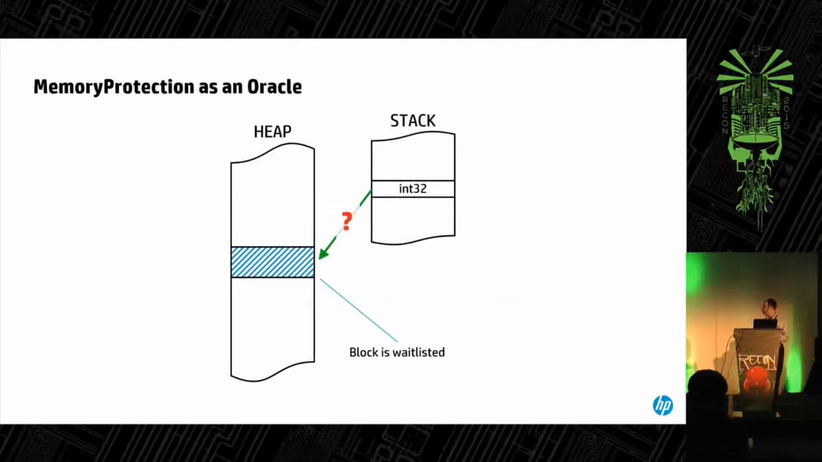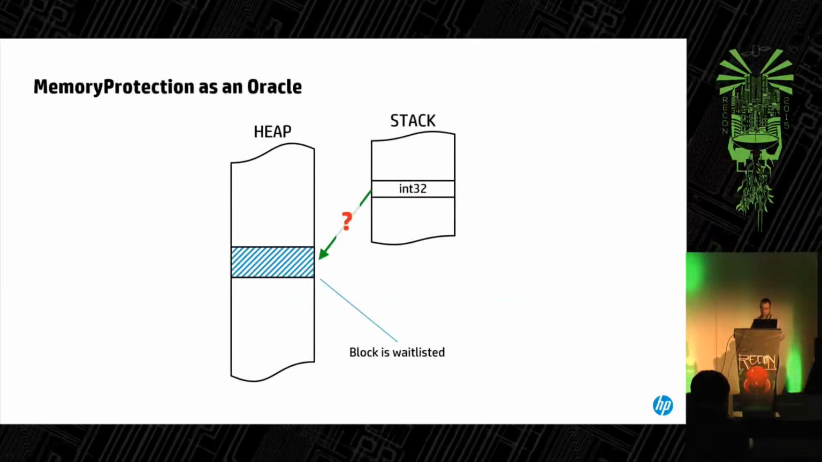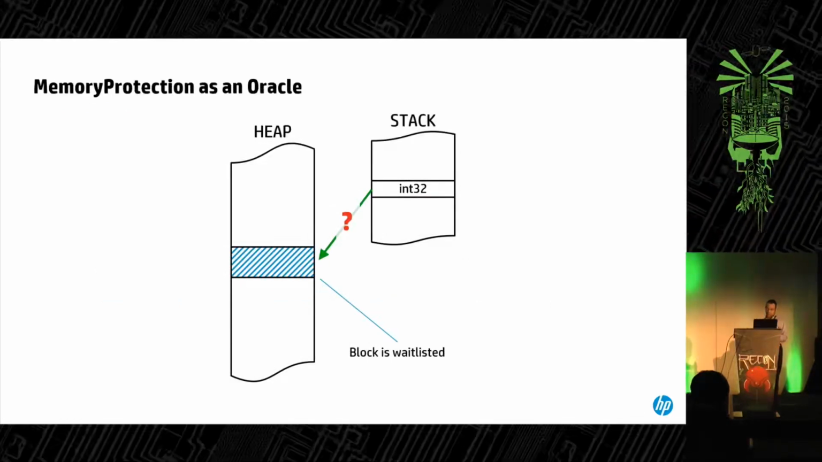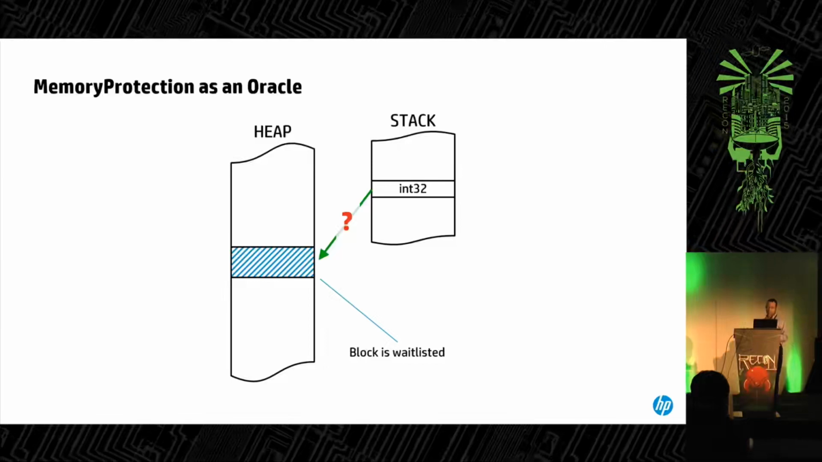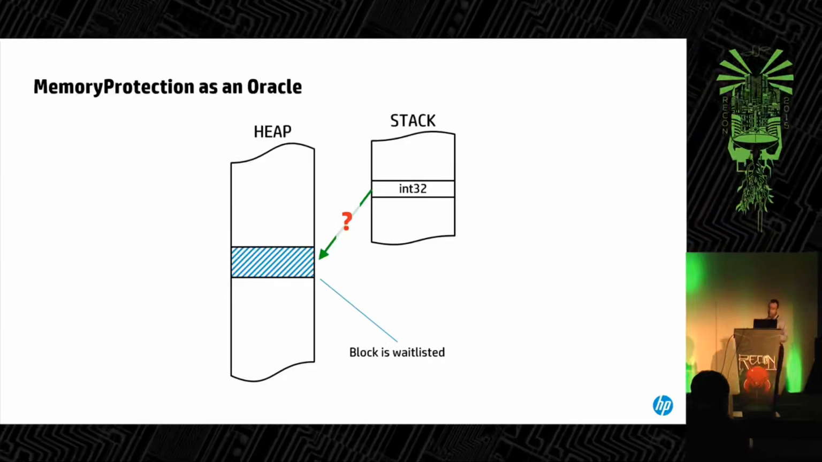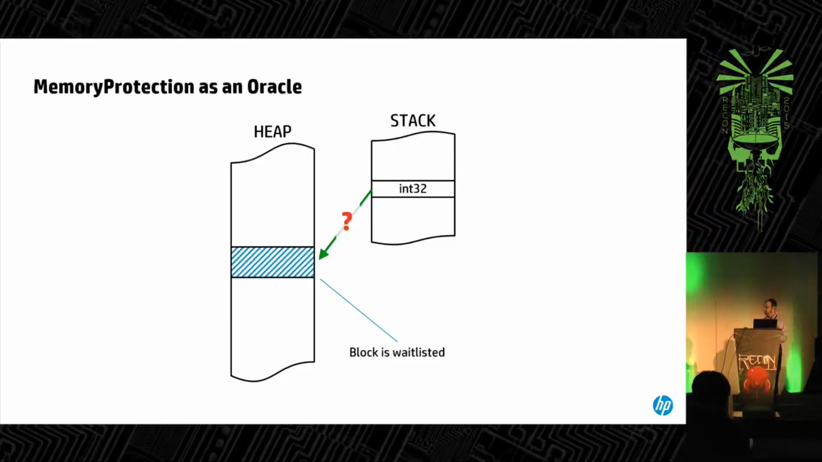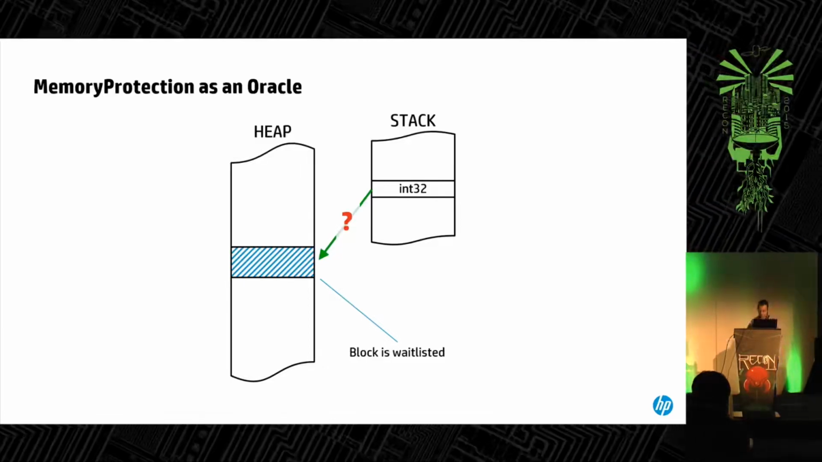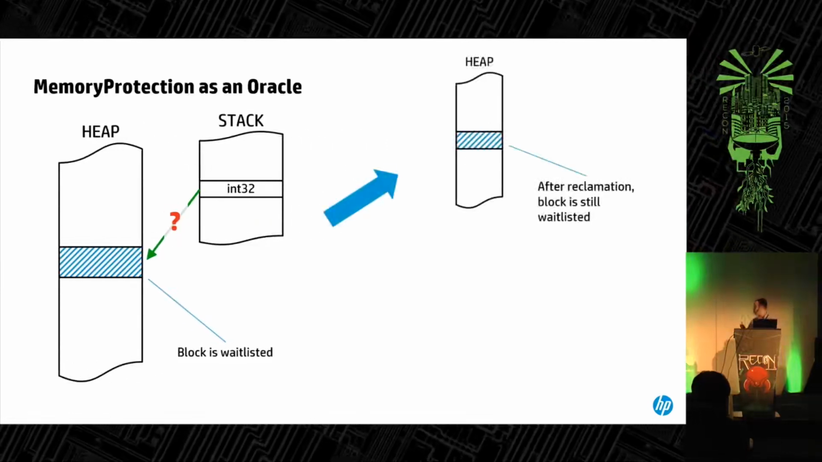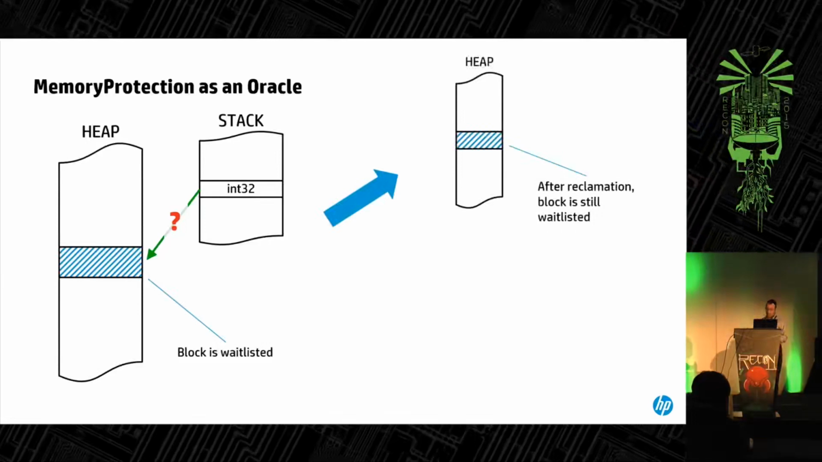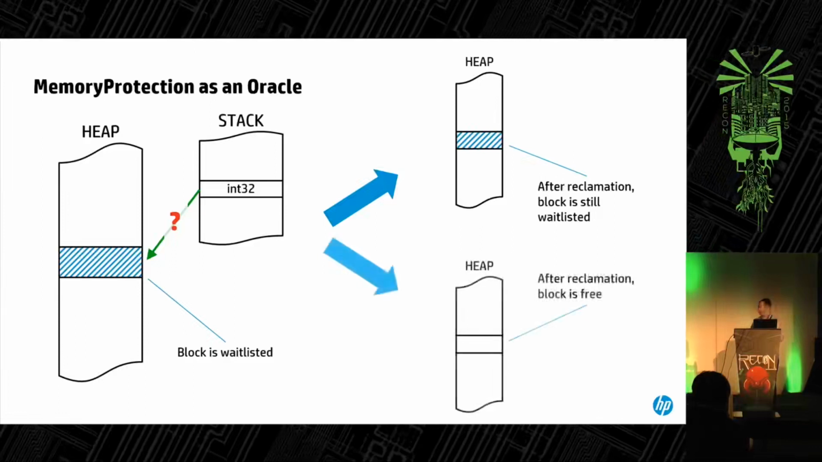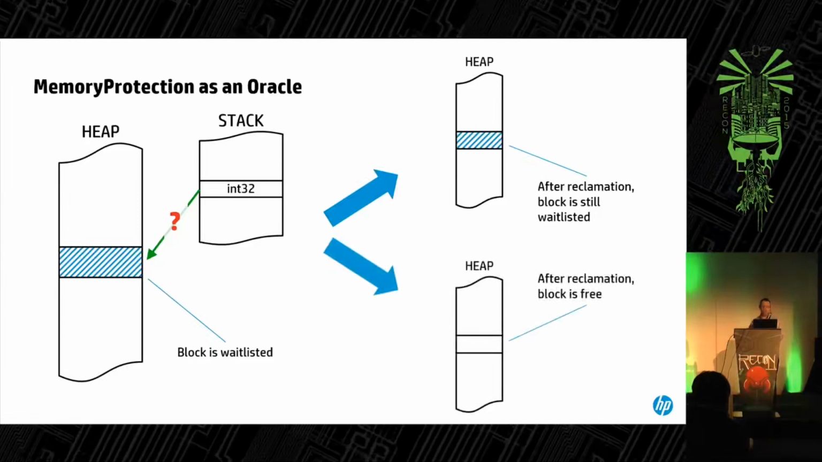So here we see a block of memory that is waitlisted. Let's say we plant an integer value on the stack and then trigger the memory protection reclamation routine. If the integer that we planted corresponds to an address anywhere within the block, then memory protection will respond in one way, by keeping the block on the waitlist. But if the integer we planted is not within the waitlisted block, then memory protection will behave in a different way, and it will deallocate the block.